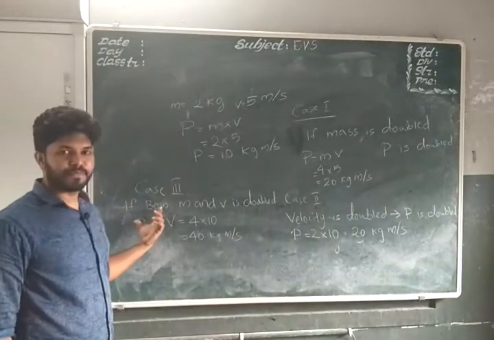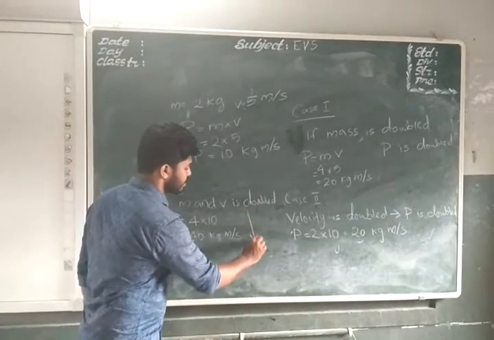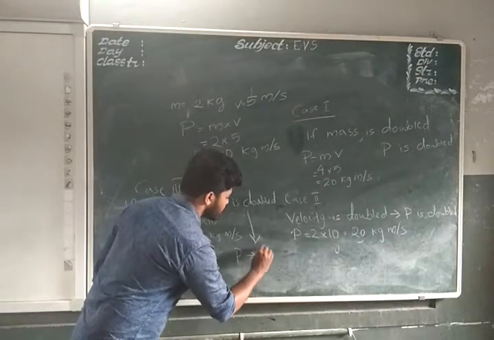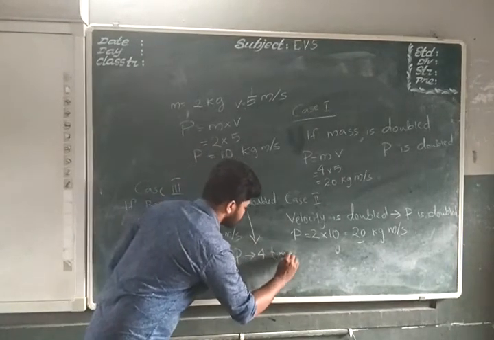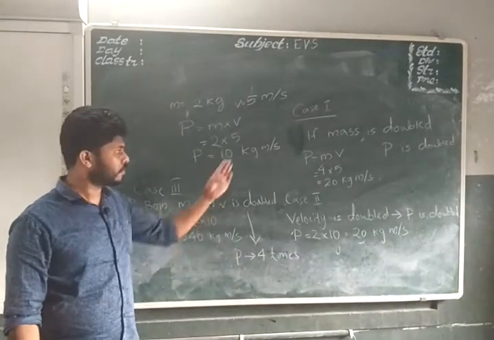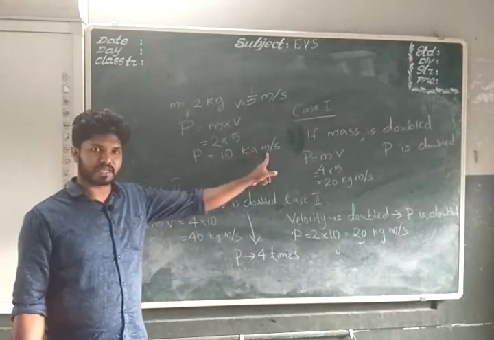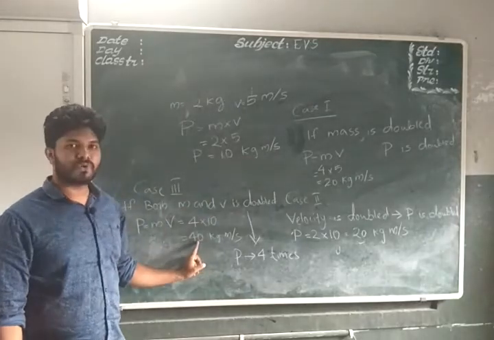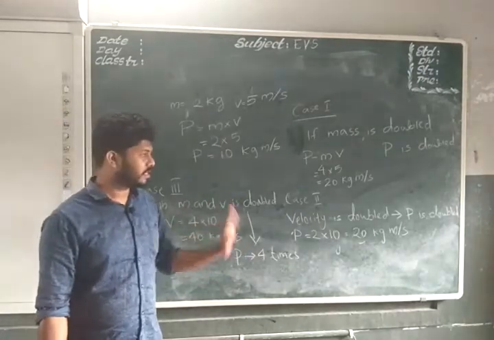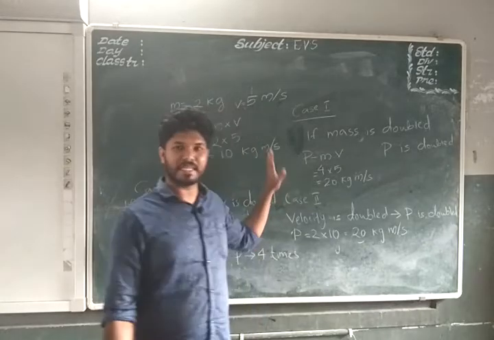So what happens if both mass and velocity are doubled? If both mass and velocity are doubled, P becomes 4 times, that is, linear momentum becomes 4 times the initial linear momentum, isn't it? It was 10 kilogram meter per second, and now it changed into 40 kilogram meter per second if both mass and velocity are doubled. So this is our topic, linear momentum.